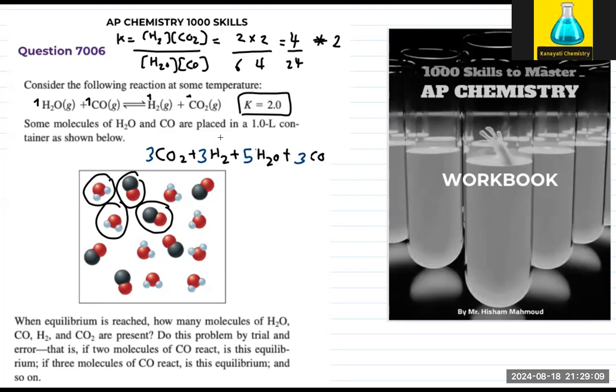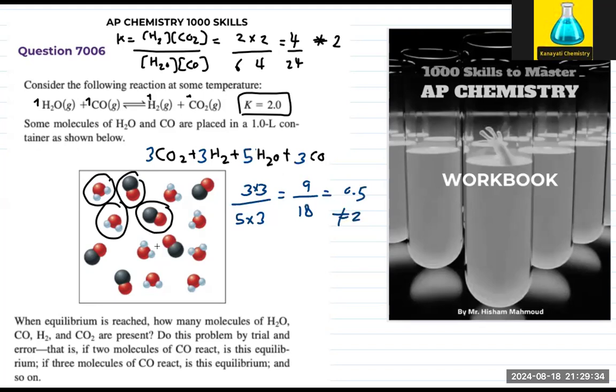So when we make the ratio, H2 is 3 and CO2 is 3, divided by the H2O, which is 5, and this is CO, which is 3. So 3 multiplied by 3 is 9 over 5 multiplied by 3 is 15. So it's equal to half. That's not equal to 2. So this is wrong also.